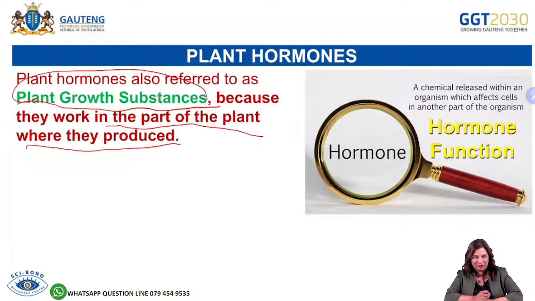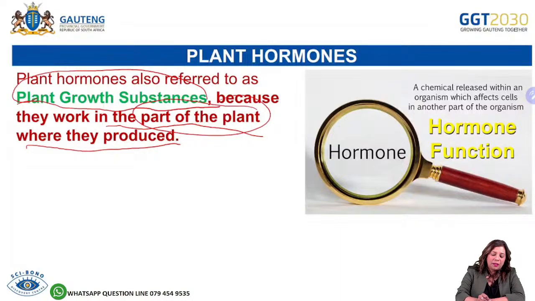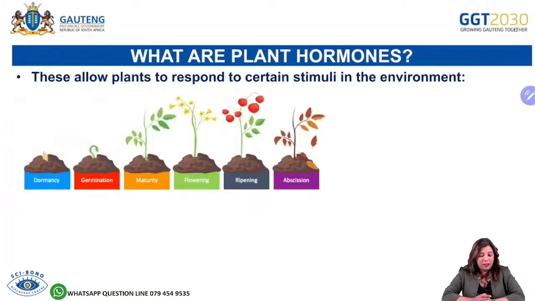Isn't that a little different? Remember when we did hormones, we said they are produced in one part and actioned in another. But with plant growth substances, they work in one part of the plant and are also produced in that same part of the plant. So this makes it a little bit more interesting. We'll move on to the next part of our work.